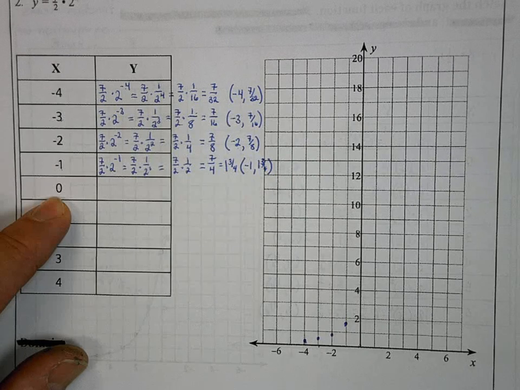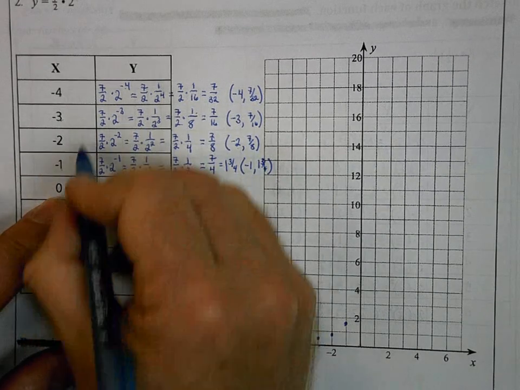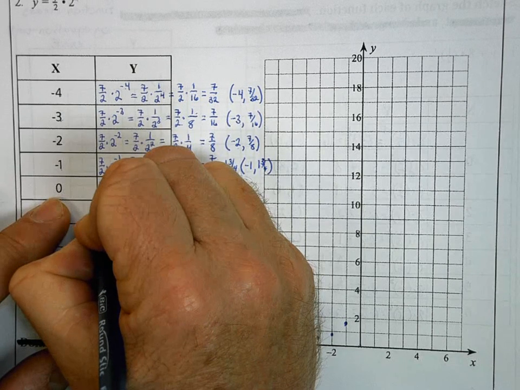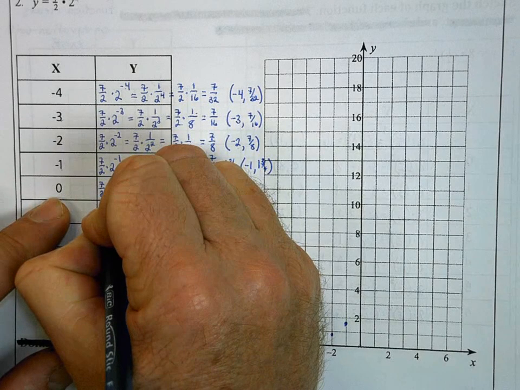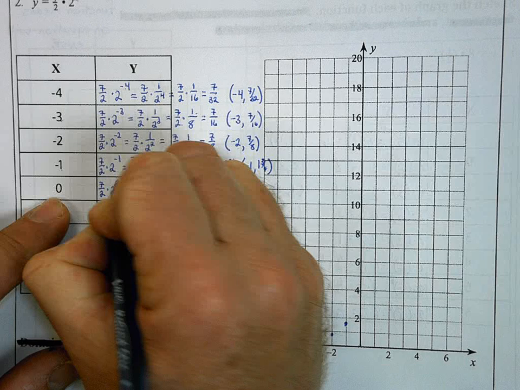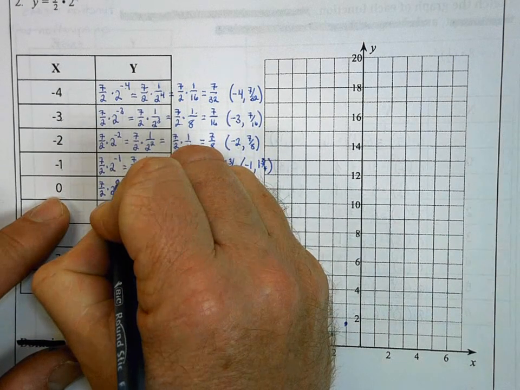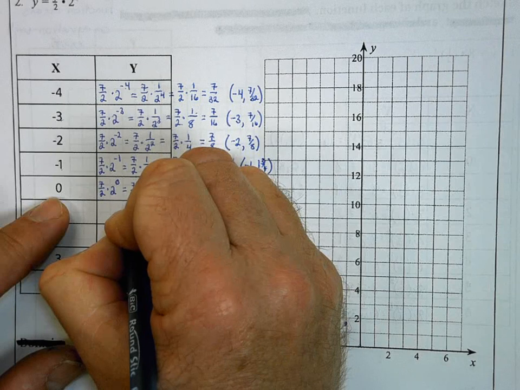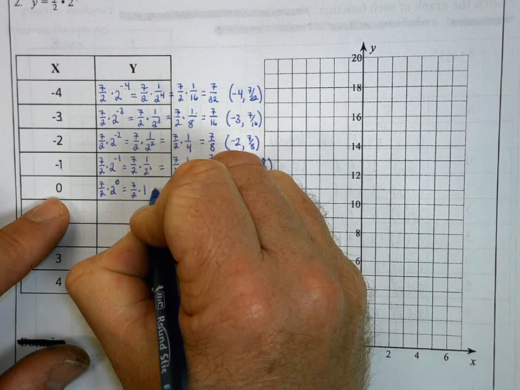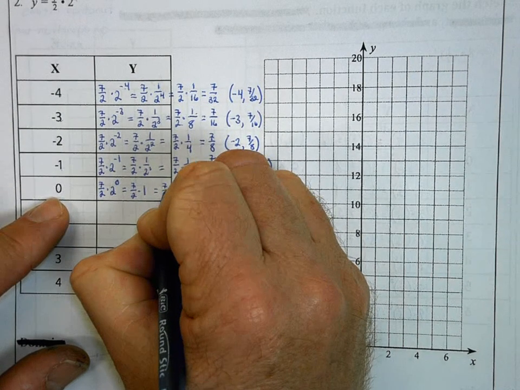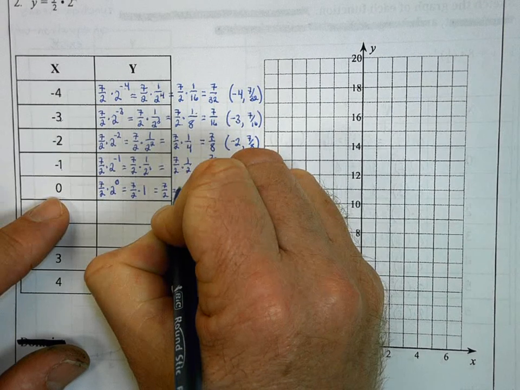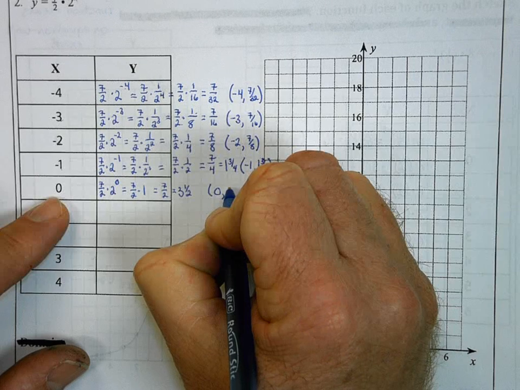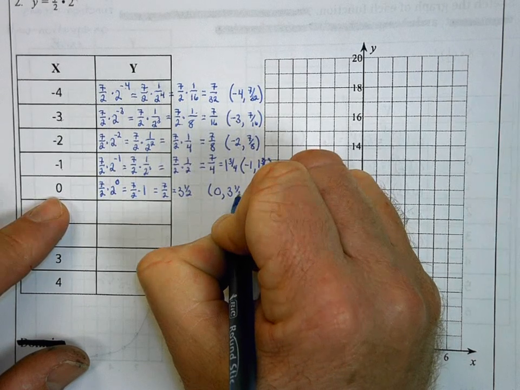Okay? Now I'm going to substitute 0 into my expression, and I'm going to figure out what y is going to be equal to. So my expression will become 7/2 times 2 to the 0 power. Now, anything to the 0 power simplifies, that part becomes 1. So this just becomes 7/2 times 1. When I multiply that out, that's just 7/2, which is 3 1/2. So that means when x is 0, my y value is 3 1/2.